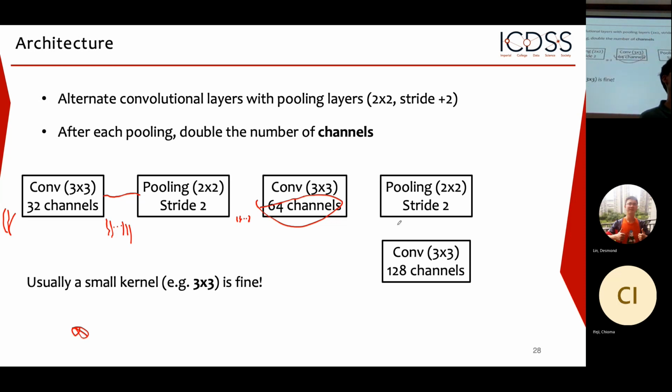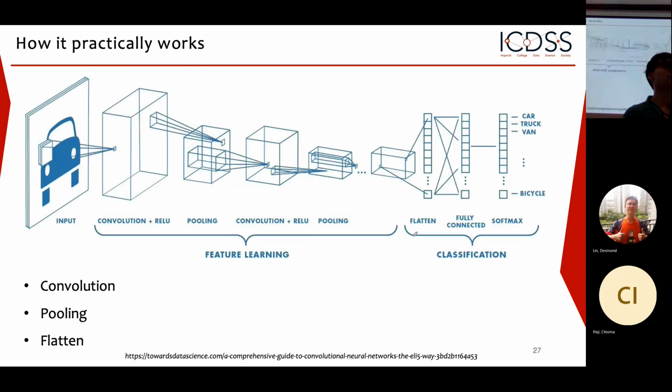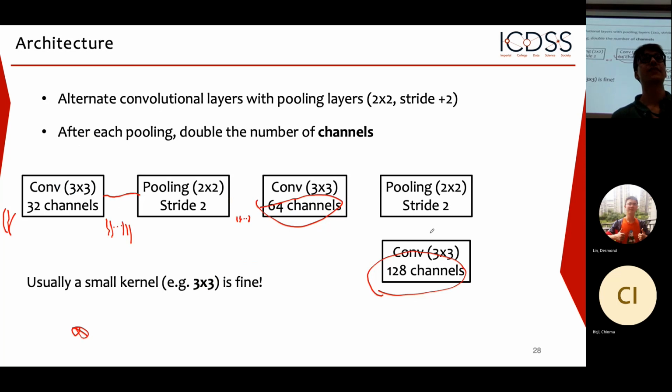So again, I'm performing pooling, and then I perform another convolution, and I double again the number of channels. At some point, I take this image and I flatten it, and I plug it into a classifier if I want to do classification. It depends on what you want to do, the exact approach that you're going to take. And yeah, so this is about it for convolutional neural networks.